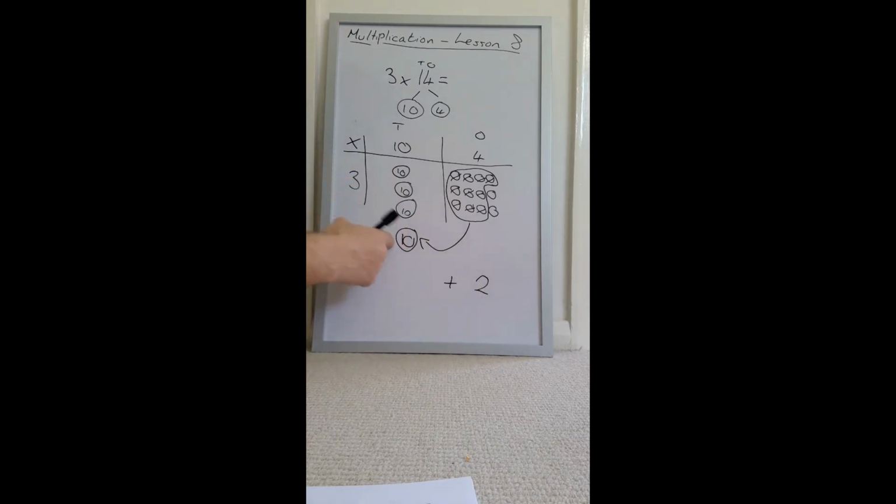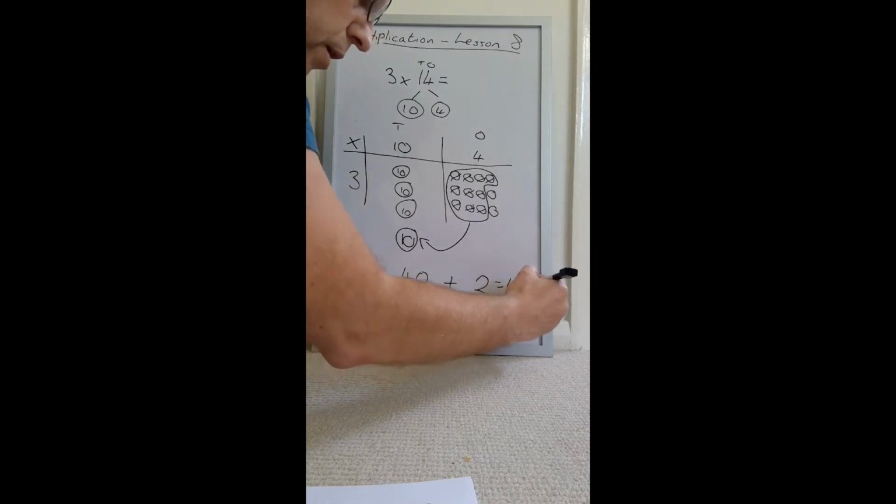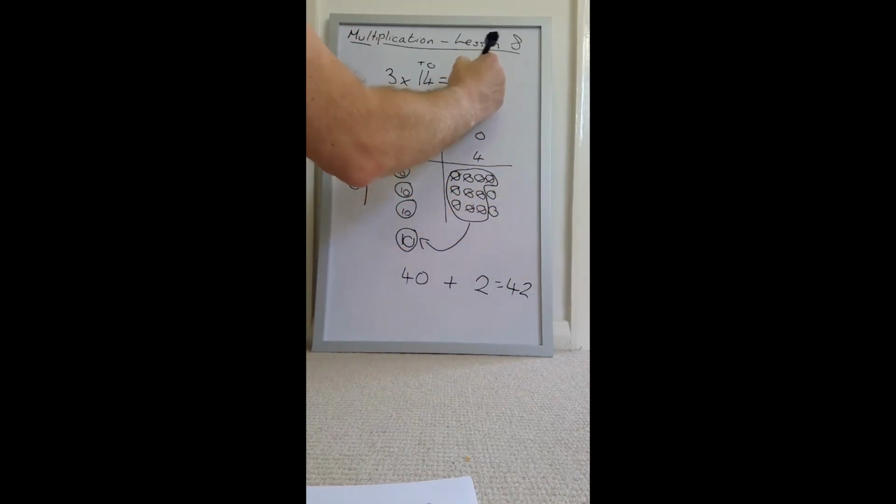10, 20, 30, 40. And we solved the problem by recombining. 40 plus 2 is 42. Put the answer there as well.